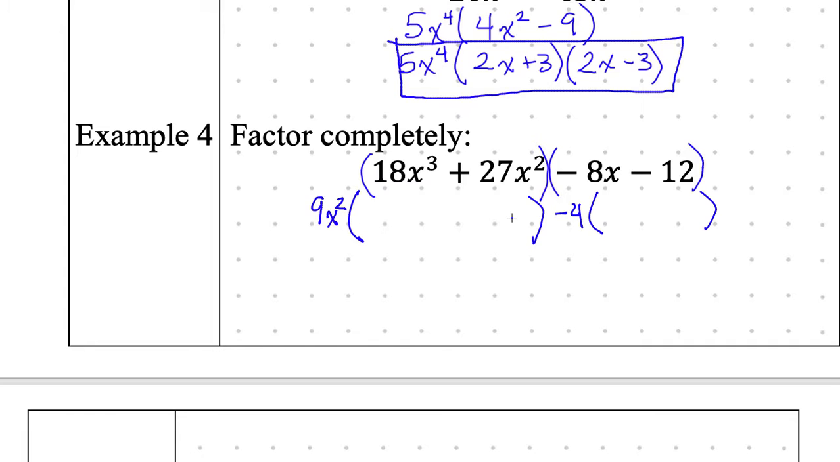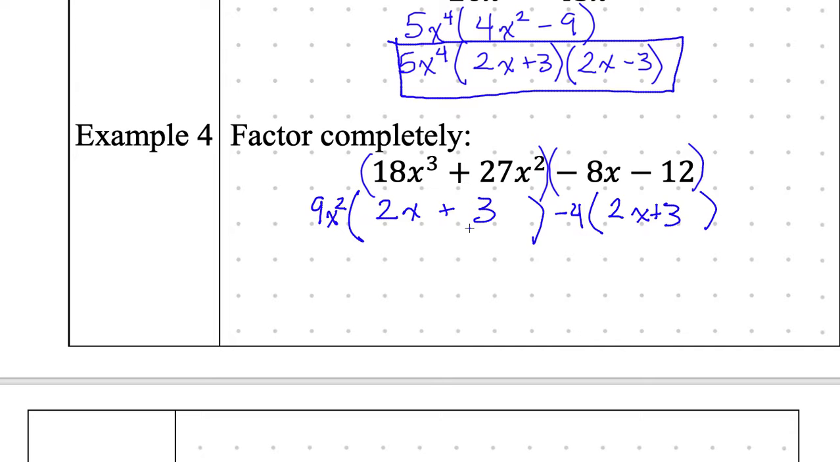Thank you, Colby. Jaden. Can I? Yeah, go for it. So after this step, I have 9x squared, like you have. And then inside I have 2x plus 3. Which means if I have 2x plus 3 there, I should have it on the other side too. All right. And just verifying, -4 times 2x is -8x, -4 times 3 is -12. We have the same 2 groups. This is factoring by grouping. Thank you, Jaden.